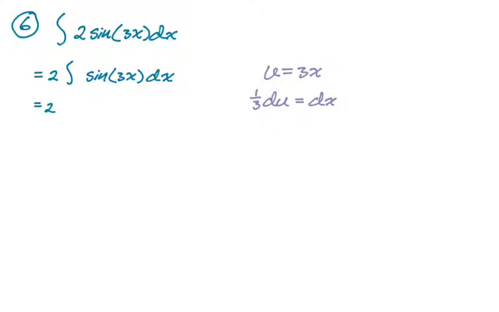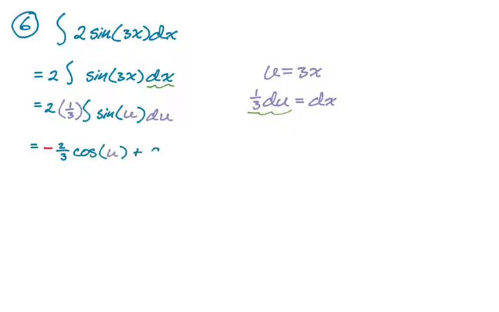So we get 2. I'm going to have dx is 1/3 du. So I'm going to pull out the 1/3. So 1/3 integral of sine of u du. All right, and then we just have to integrate this. We memorized all of the derivatives of the trig functions. We know the derivative of cosine is negative sine, which means the antiderivative of sine should be negative cosine. We're going to pick up a negative here. So we'll get negative 2/3 cosine of u plus c.